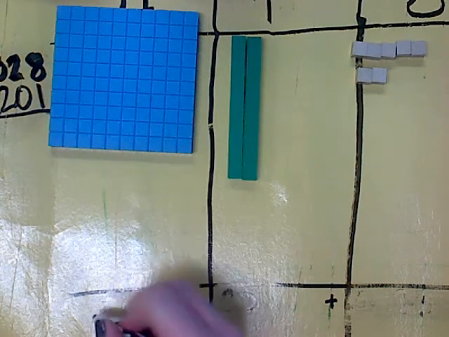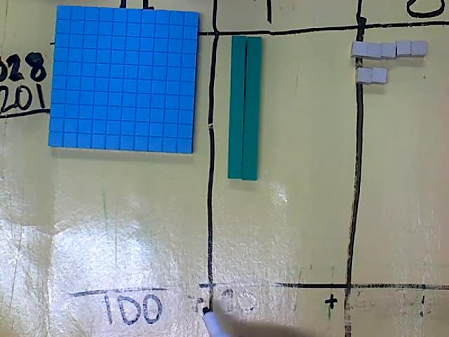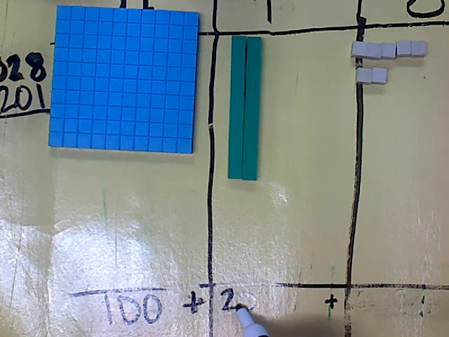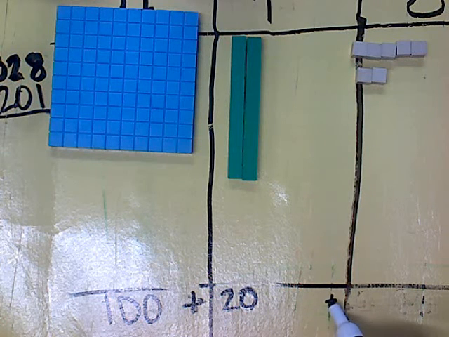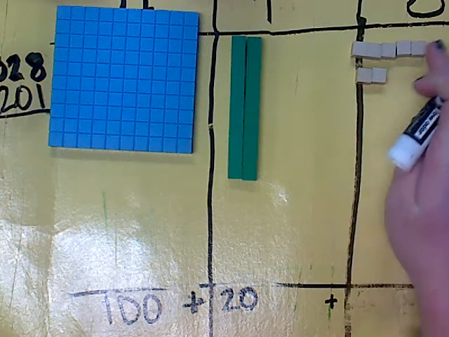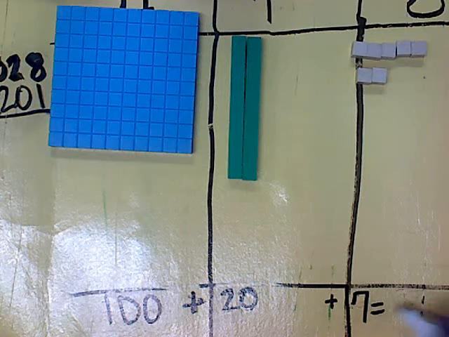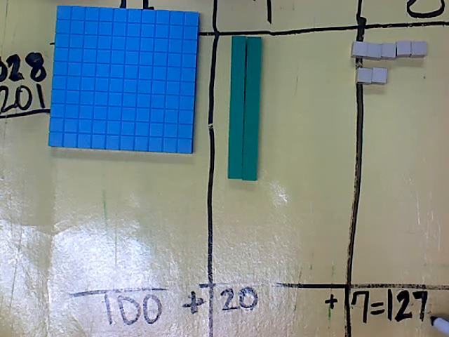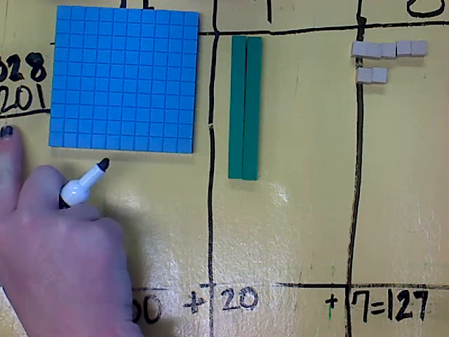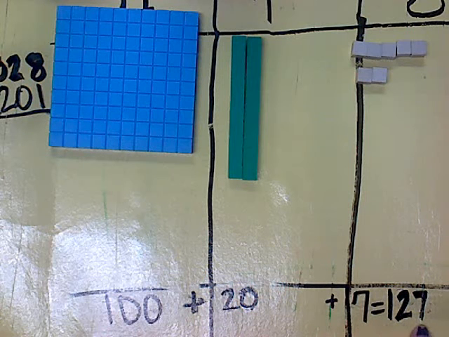So I have 100, which has a value of 100. 2 tens have a value of 20. And I have 5 and 2 more, which is 7. And 7 ones have a value of 7. So my final answer, or the difference between 328 and 201, is 127.